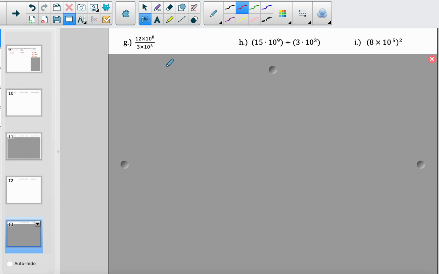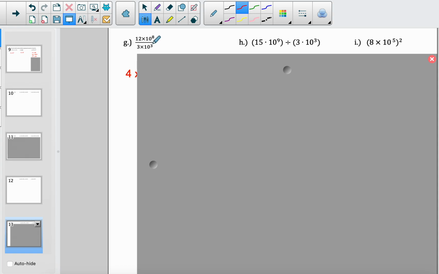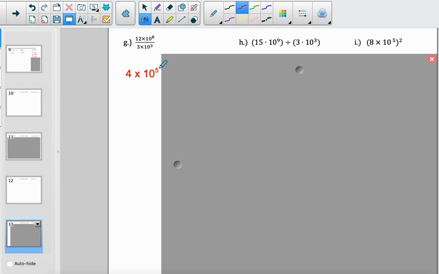So on example G, here we have 12 times 10 to the 8th and 3 times 10 to the 3rd. Those 2 expressions are being divided. So 12 divided by 3 is 4. 10 to the 8th and 10 to the 3rd, those are going to cancel against each other, leaving us with 10 to the 5th. 4 is in between 1 and 10, so we are done with that problem.